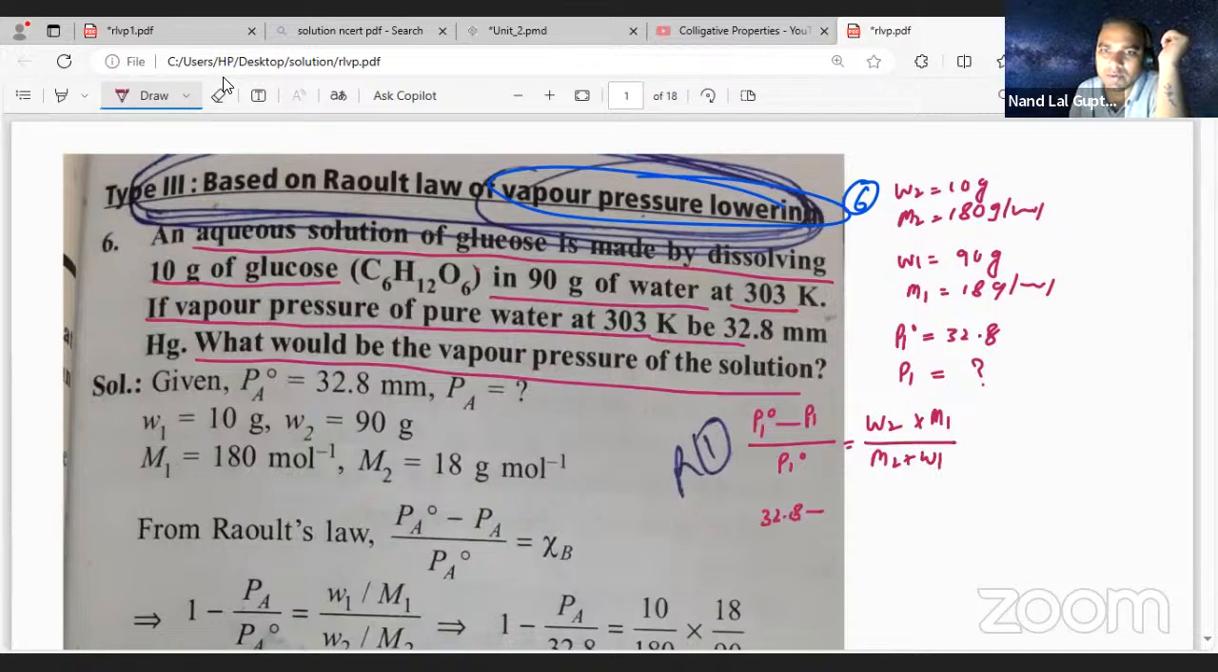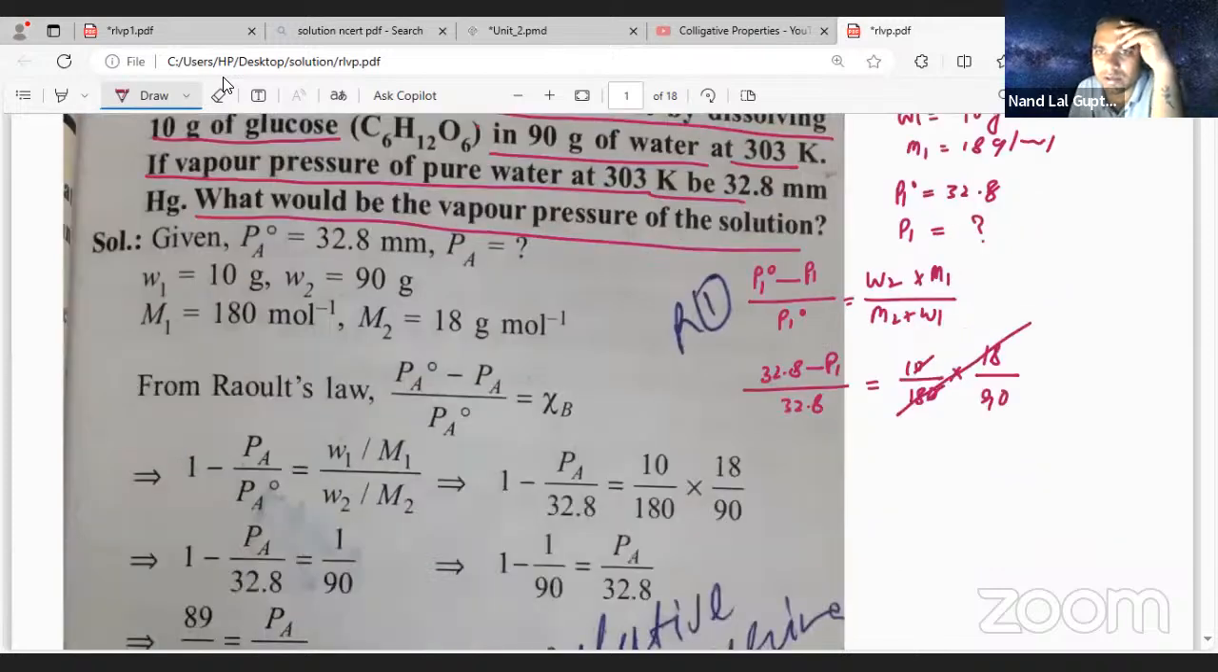32.8 divided by the minus P1 and again 32.8. Here it's again going to be how much? 32.8. This is again going to be 32.8 is equal to W2. W2 is 10 gram. M2 is 180 multiply by M1 18 gram. W1 is how much? 90 gram. So this is going to be 10 divided by 18, cancel out, 1 by 90 is coming.